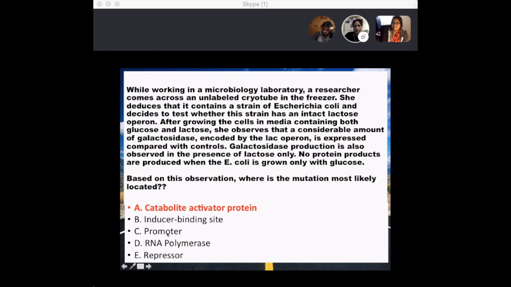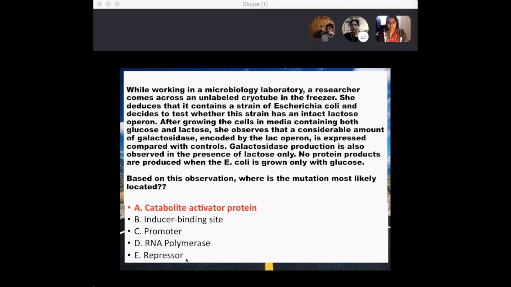Promoter and RNA polymerase kind of go hand in hand. If the catabolite activator protein was binding to the site, and then the repressor is only going to be there if lactose is available. That's its only association. So, just to add to that a little bit, if you have high amounts of glucose, you're not going to express the Lac Operon.